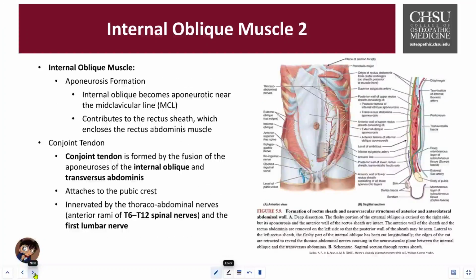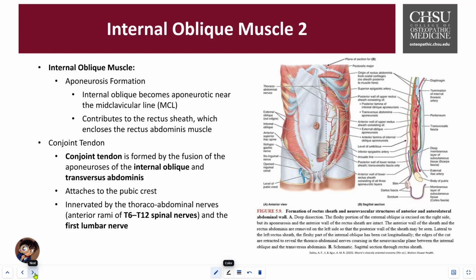The internal oblique transitions into the aponeurosis near the midclavicular line, the MCL, and it contributes to the rectus sheath, which then encloses the rectus abdominis muscle, and it provides the structural support of the abdominal wall. The internal oblique also forms the conjoint tendon. This is a fusion of its aponeurosis with that of the transversus abdominis, and the tendon attaches to the pubic crest. This region then reinforces the inguinal region, so it helps prevent any kind of herniation.